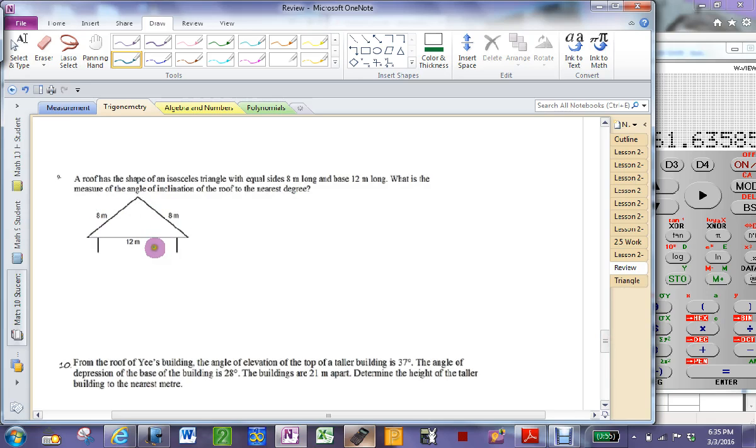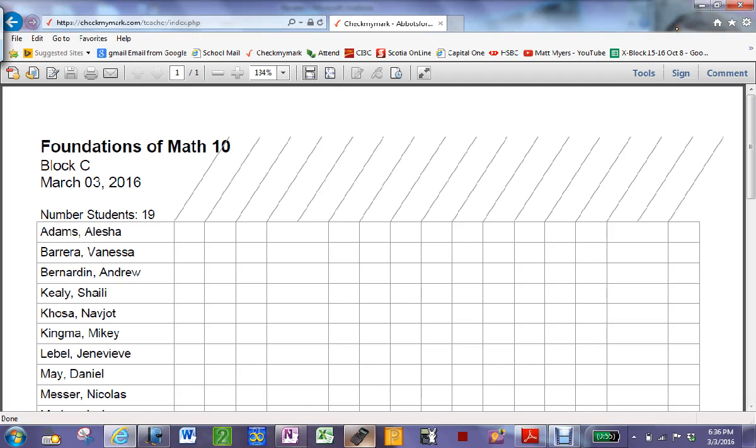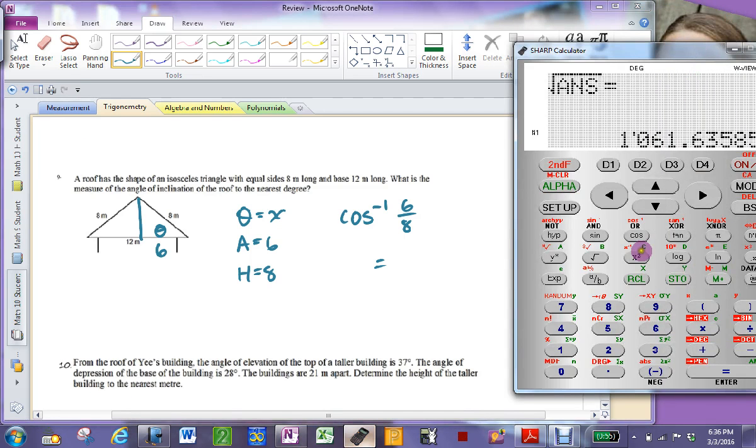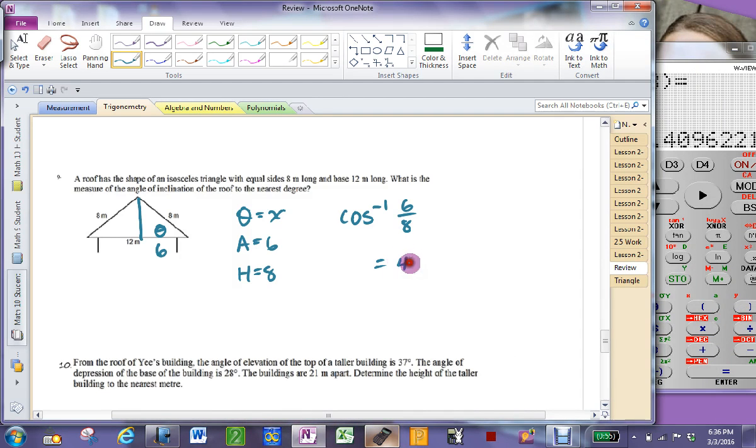This is an isosceles triangle, 8, 8, 12. What is the angle of inclination? That's right there, that theta. So I need a 90 degree angle, which makes that 6. So theta equals x. My adjacent is 6. My hypotenuse is 8. So that's cos. And since I need an angle, it's shift cos of 6 over 8, which equals: shift cos, bracket 6 divided by 8, equals 41 degrees.